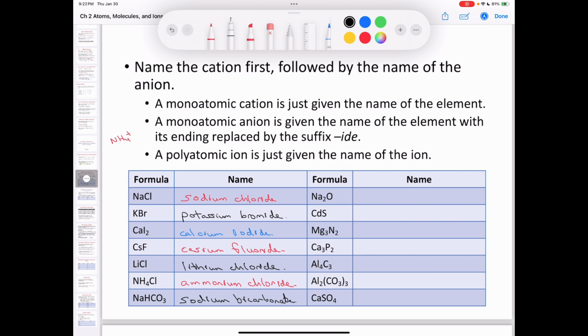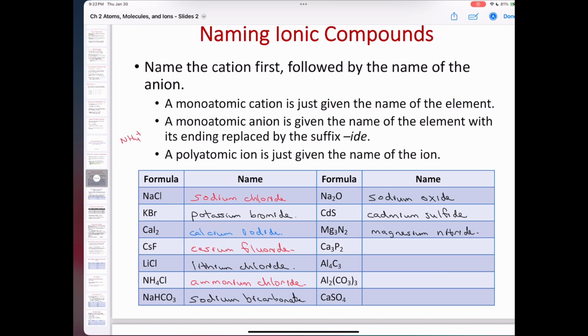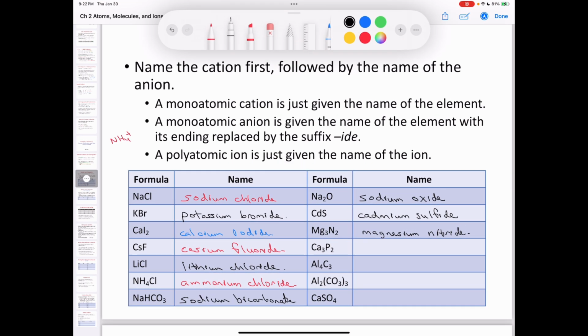Okay, so let's see what you got here. The first one, I would call this sodium oxide. The next one would be cadmium sulfide. Next, we have magnesium nitride, so magnesium nitride, not nitrite. Next one, we have calcium phosphide, so calcium phosphide.